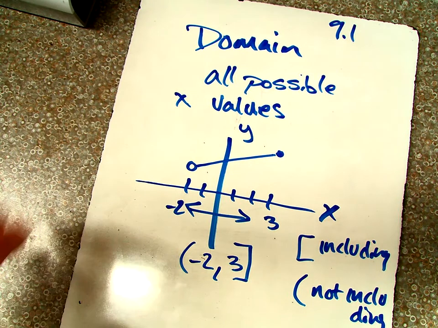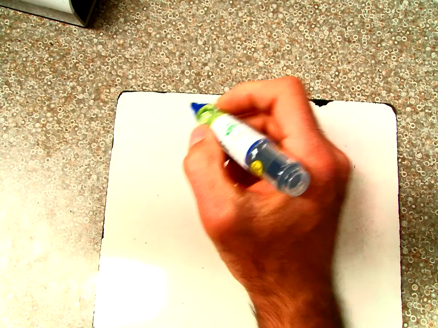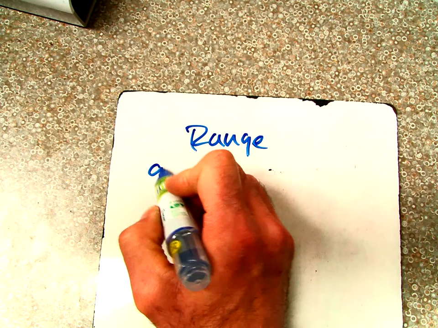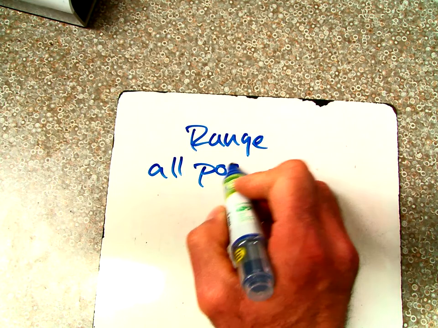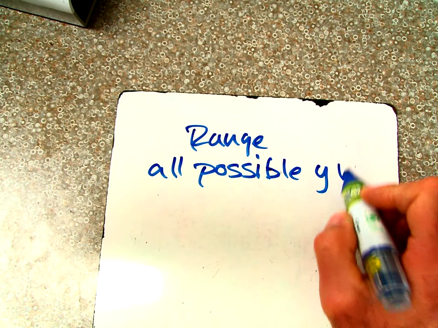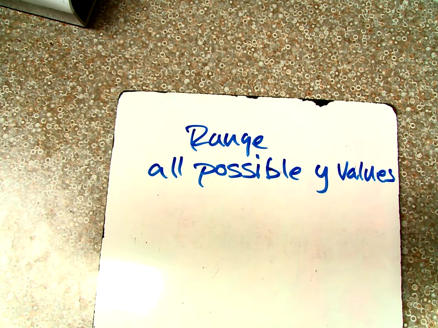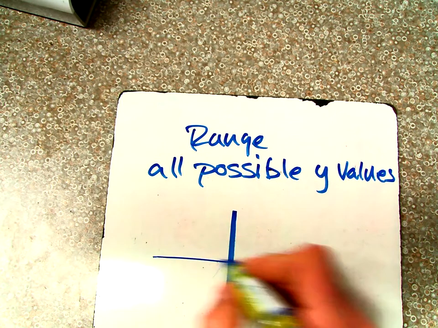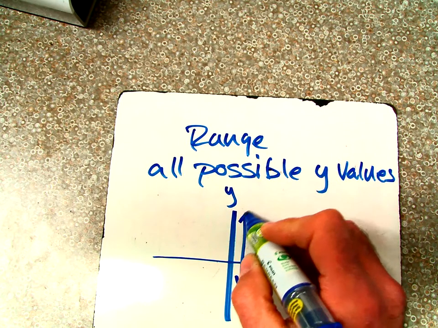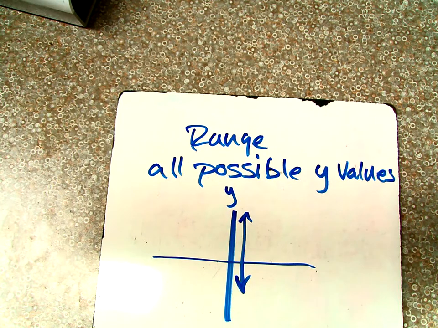Range is all possible y values. So with the graph, range is up and down. It's the y values. So it's where the function exists up and down.